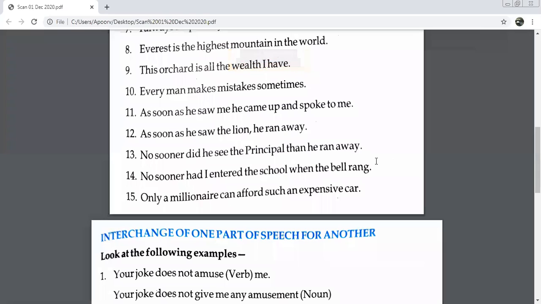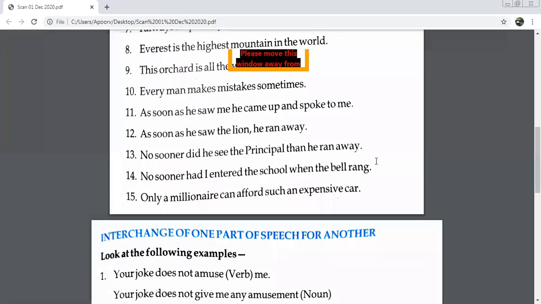Yes, beta. Ma'am, can we say like this? No other than a millionaire can afford such an expensive car. Perfect. We can say this. No doubt we can say this. This is entirely correct. This is a negative sentence and it is also expressing the meaning of the sentence. We can say this also, beta. 13th, 14th are as it is in negatives.